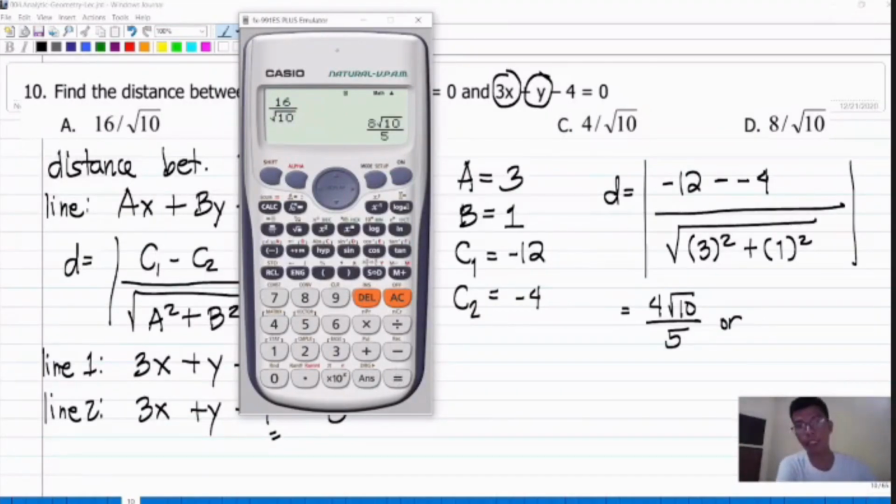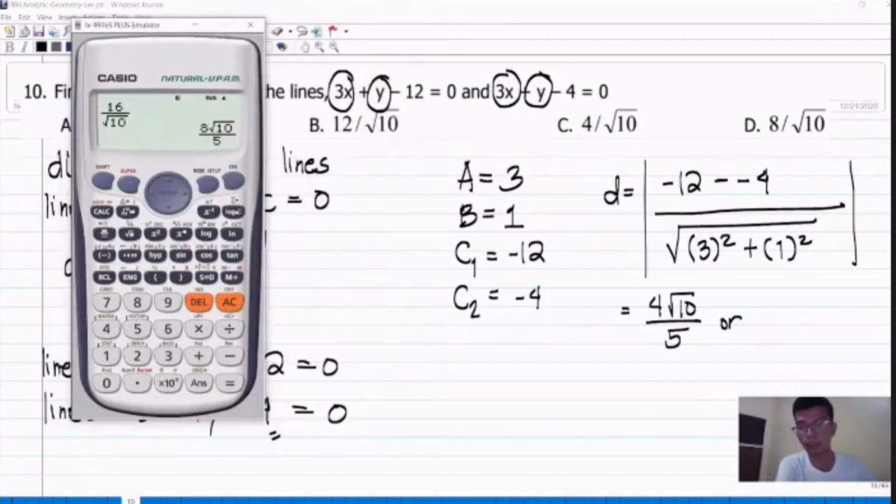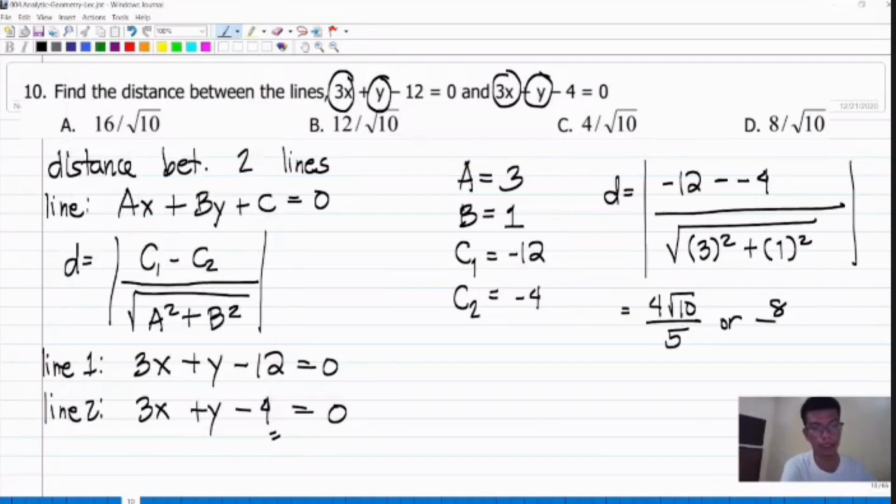So, hindi si letter A. Si letter B naman is 12 over square root of 10. So, hindi din. Si letter C naman ay 4 over square root of 10. So, hindi din. And lastly, dapat si letter D, mapalabas natin yung 4 square root of 10 over 5. So, from 8 over square root of 10, that is equal to 4 square root of 10 over 5. So, that is 8 over square root of 10, which is letter D.